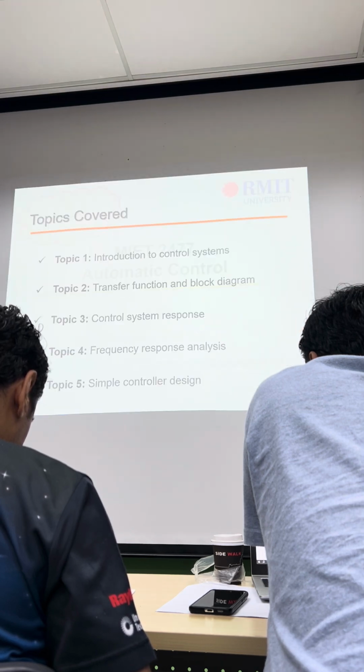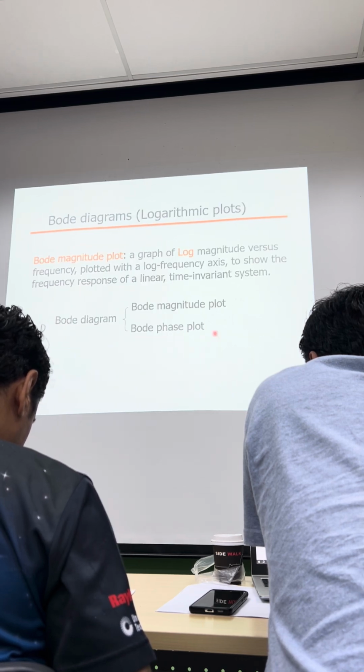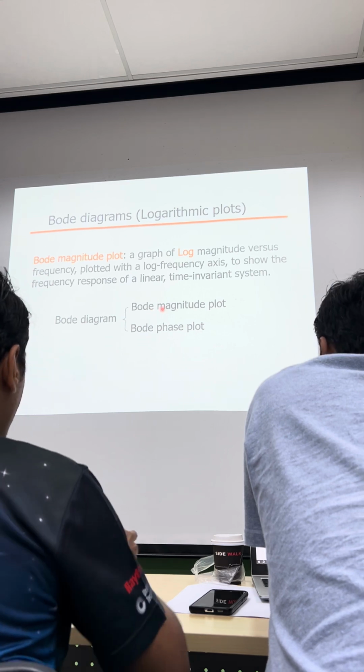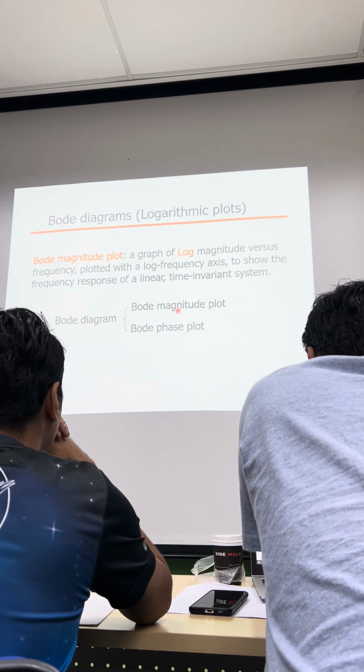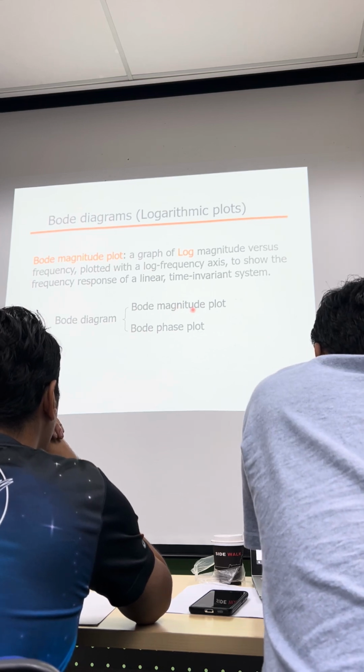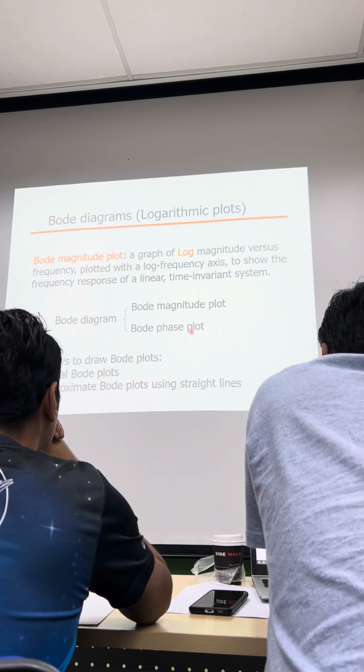Okay, so it's the same thing as we know about: one is a polar plot, or it can be drawn as a Bode diagram. So a Bode diagram is not like a polar plot. So it is two different plots. Okay, one is based on magnitude, one is based on phase. Okay, it can be drawn even using a ruler.